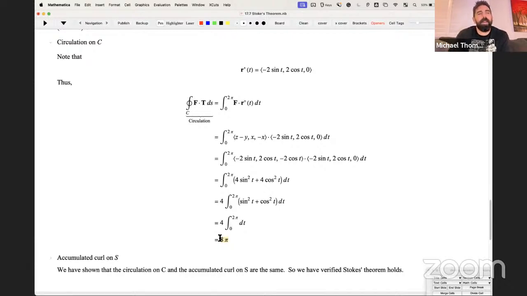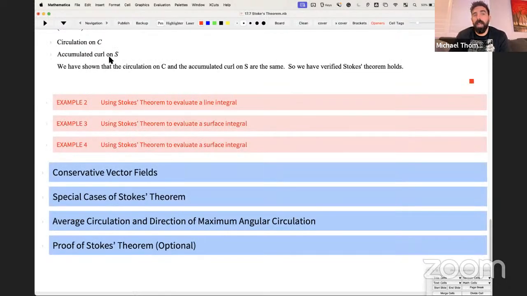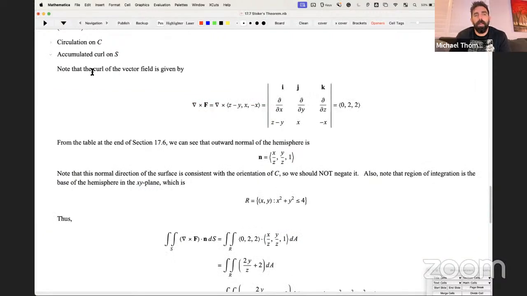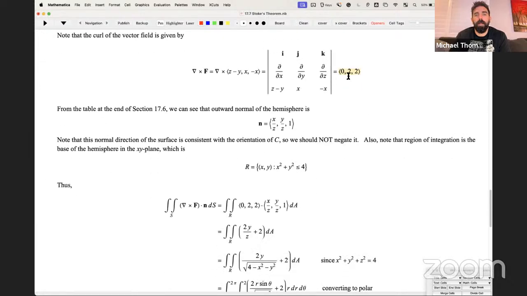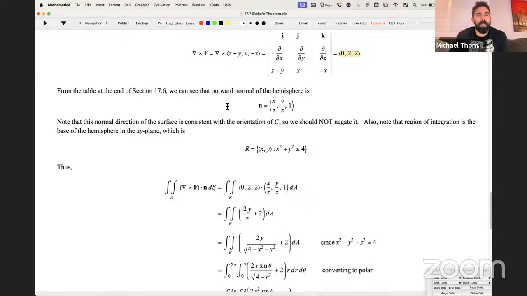Okay. All right, so when we do the accumulation of the curl, everywhere on S, we should get the same thing. So let's just make sure that happens. So how do you do this? Well, first you have to find the curl. That's fairly easy. You take nabla cross the vector field F. It requires a little work here, but you end up getting 0 to 2. And then what else do we need?